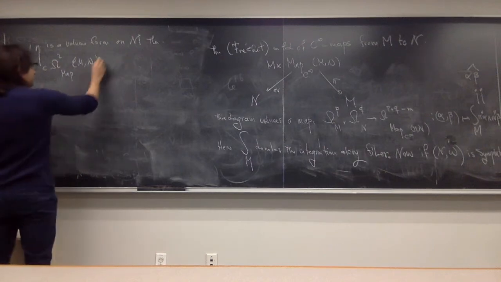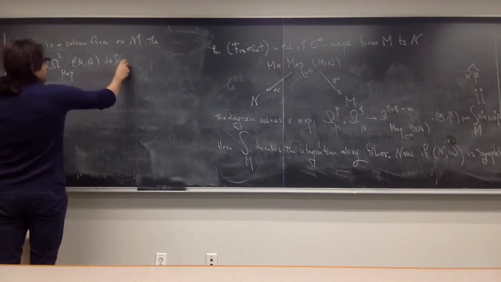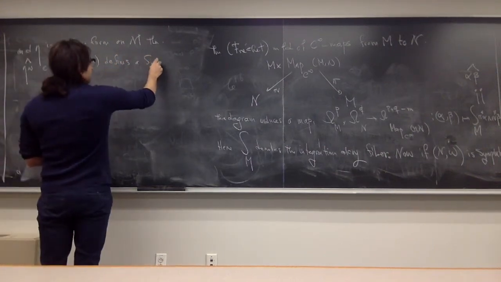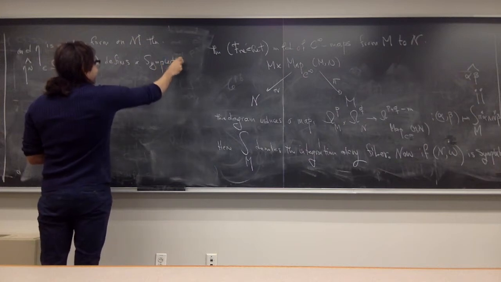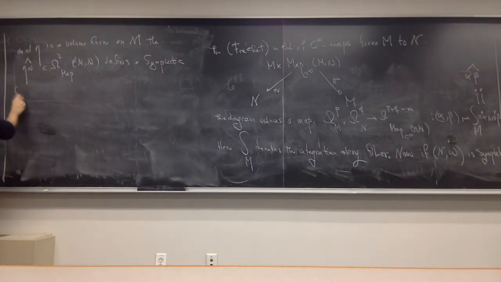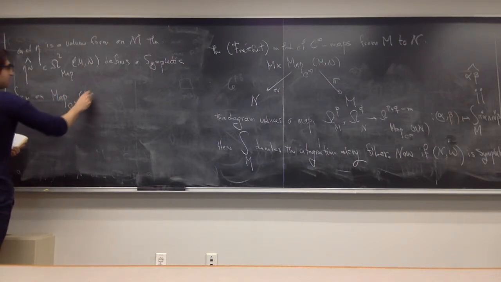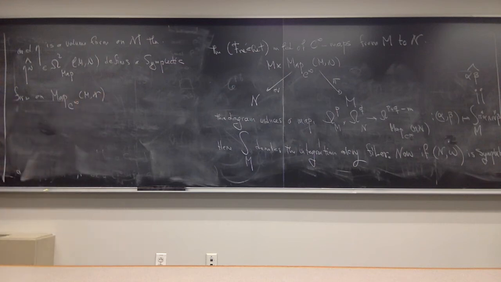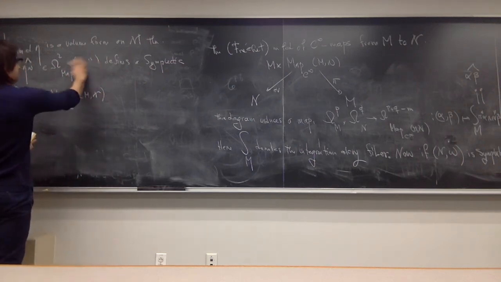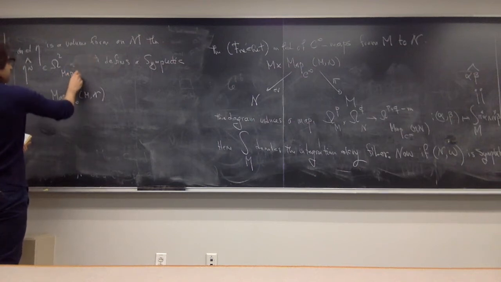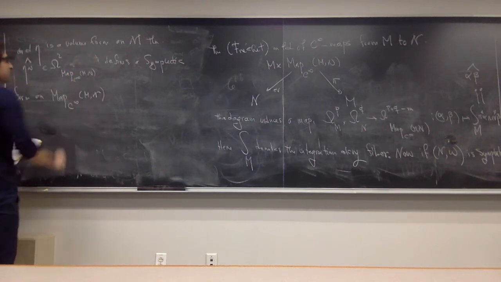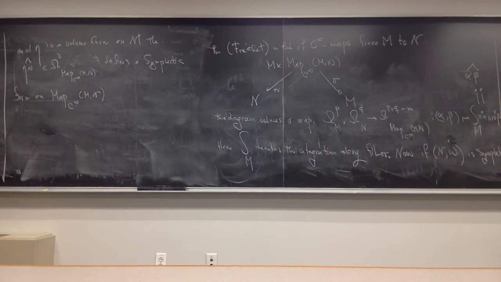Just defines a symplectic form on mapping C infinity mapping space. Actually, I mean, we can put this. Okay. So you have this thing.